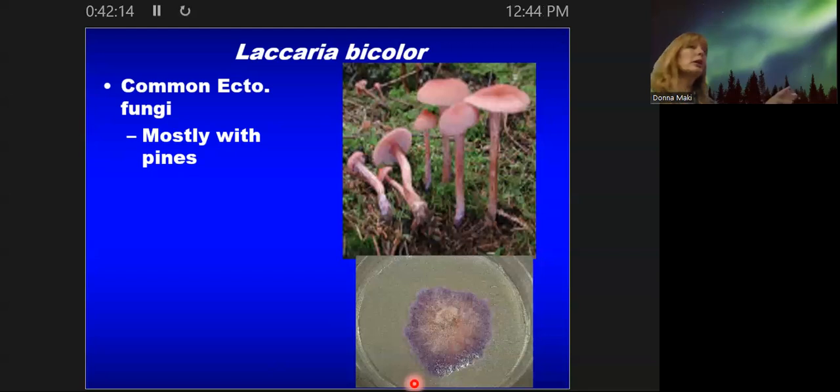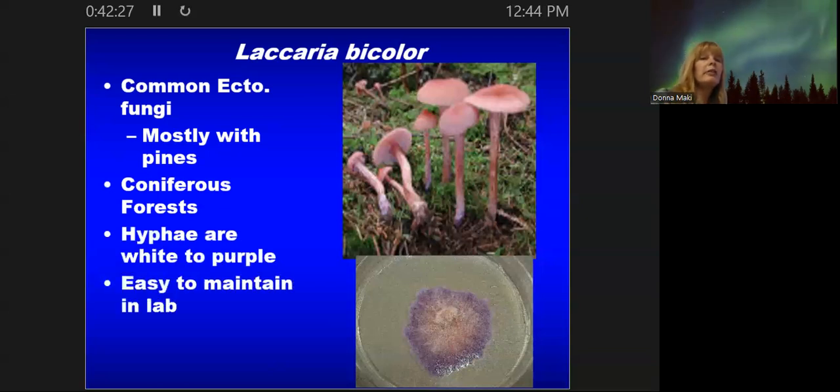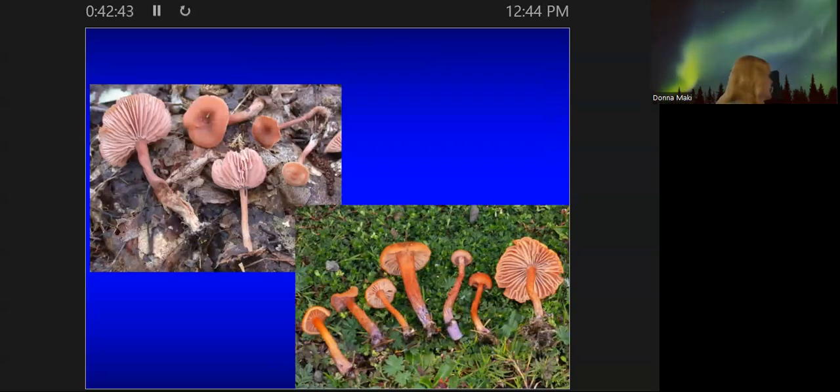Laccaria is super common around the world. You can find it hanging out with all kinds of different tree species, especially in coniferous forests. We have a lot of Laccaria out in this area as well, and it's fairly easy to maintain in the lab. That's probably why it was picked as a guinea pig: its broad ecological prevalence, and it's also fairly easy to grow. And even the fruiting body can be bicolored, where you'll see purplish portions of the fruiting body. So it's a good way to identify it if you're mushroom hunting.